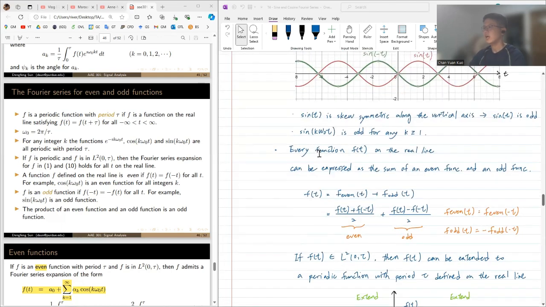Now, it turns out that every function f of t on the real line can be expressed as the sum of an even function and an odd function. So here we have f of t equals an even function plus an odd function. That even function is given by f of t plus f of negative t over 2. And the odd function is given by f of t minus f of negative t over 2. You can verify yourself that this function here is an even function, and you can also verify yourself that this function here is an odd function.